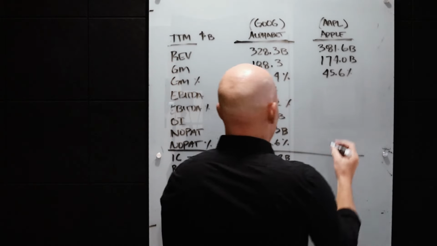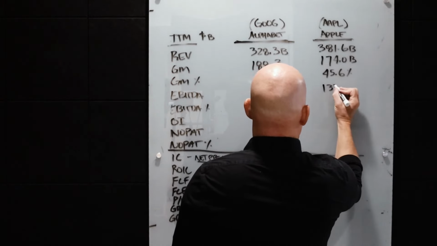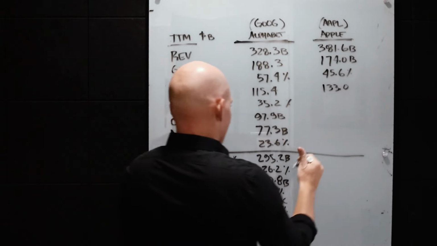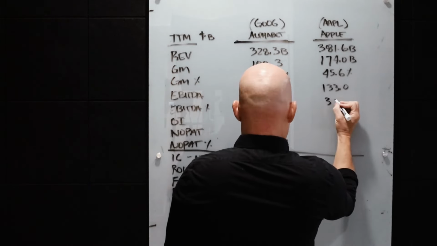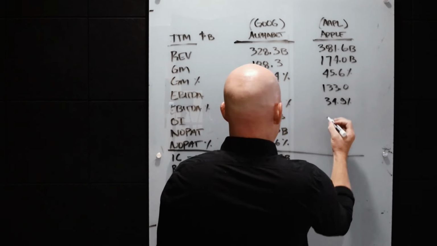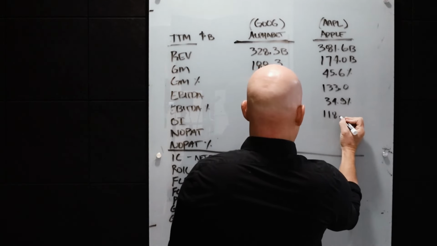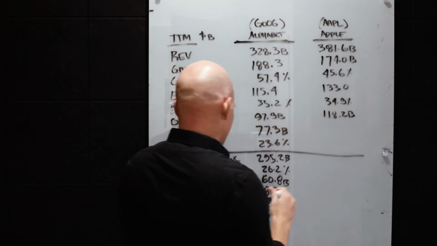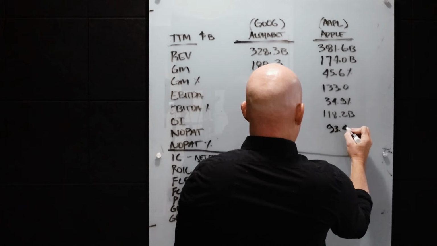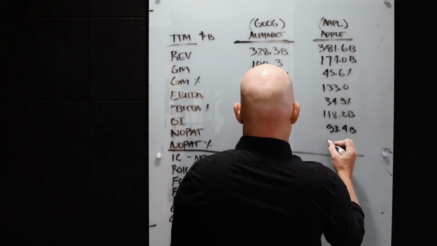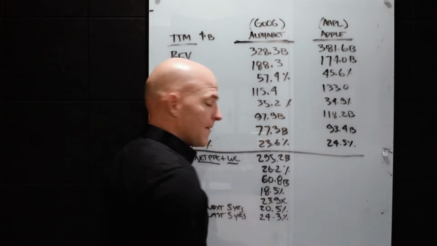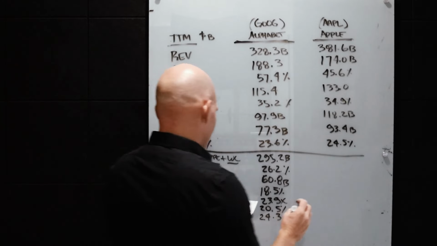All right, so let me keep going and then we'll do an analysis at the very end and tie everything together. EBITDA, $133.0 billion compared to $115, which brings us in at 34.9% EBITDA as a percentage of revenue. Operating income is $118.2 billion. NOPAT is $93.4 billion, and NOPAT as a percentage of revenue is 24.5%.